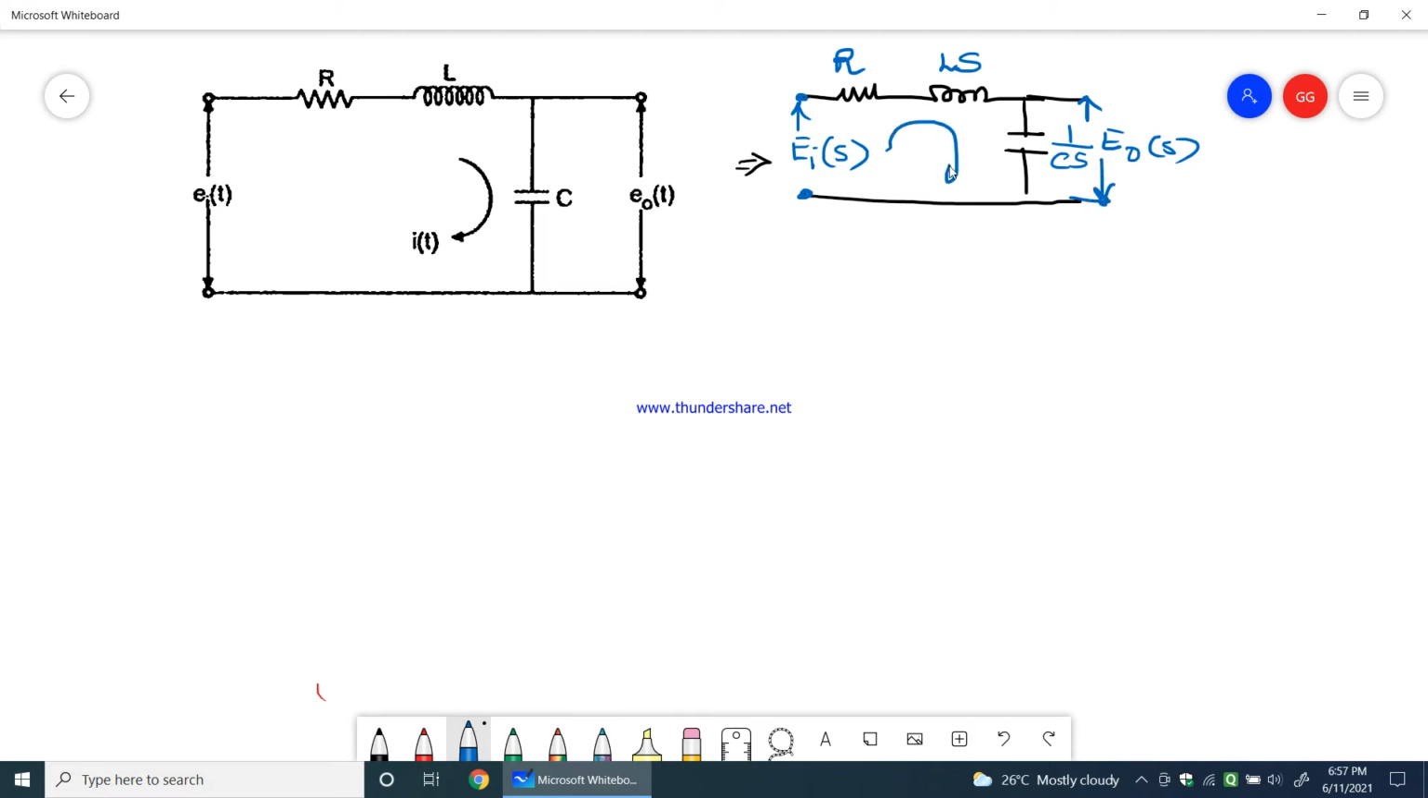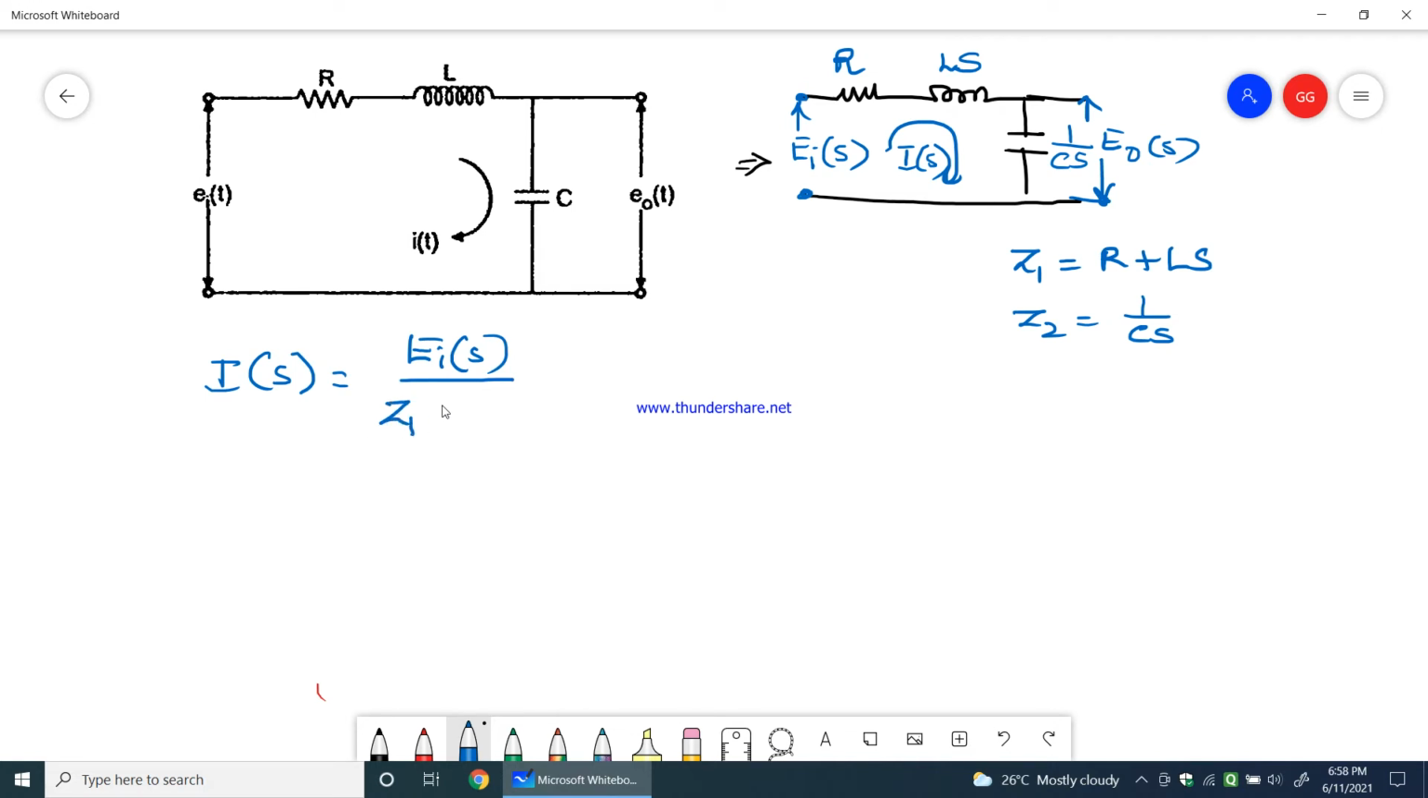So let me take a current I of S here. Therefore I would say this is Z1. So Z1 would be equal to R plus Ls, whereas Z2 would be equal to 1 over Cs. Therefore, if I say what is I of S, then again it would be the total voltage E in of S divided by the summation of both the impedances, Z1 plus Z2.